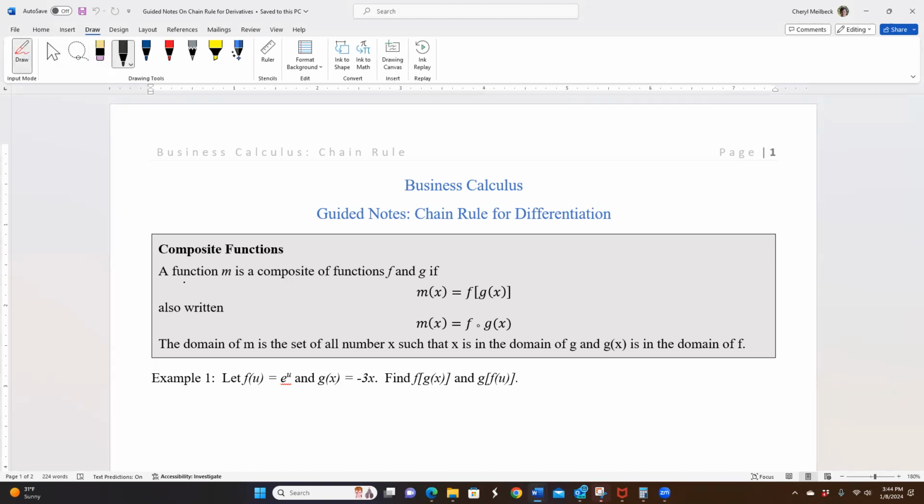So our first box here says that the function m is a composite of functions f and g if m of x equals f on the outside and g on the inside, which can also be written f of g of x in this form. Now, the domain of m is the set of all numbers x in the domain of g and all numbers g of x in the domain of f. So let's see if we can roll with this in a few examples.